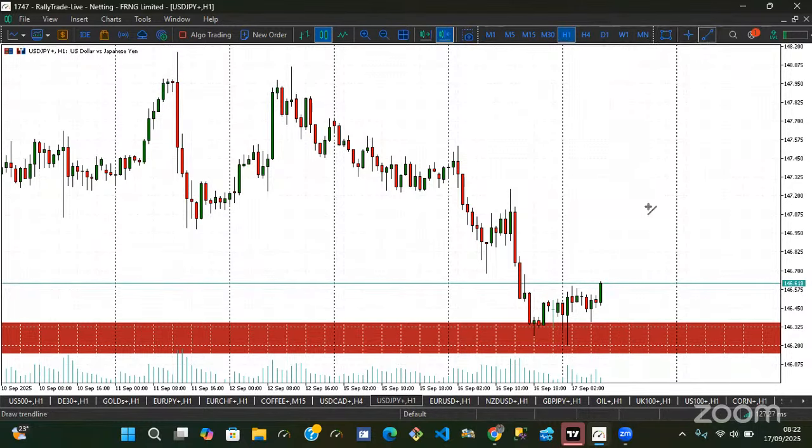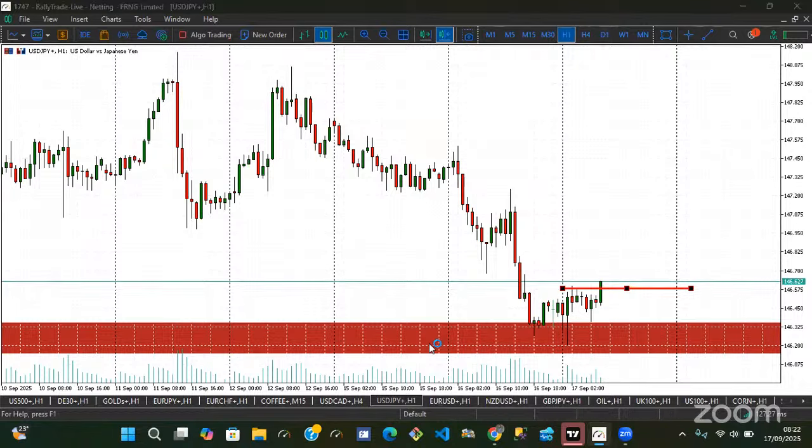Once this candle successfully breaks above these previous levels right here, then we are in a massive buy. Obviously, it's going to be a buy. And it's good that we are catching that buy very early right now. So yes, USD/JPY a buy.